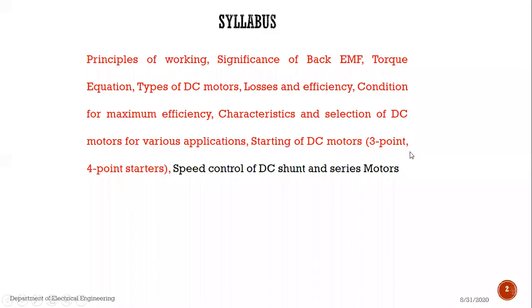Two days back, I think last week, we went through the starting of DC motors, in which we learned the necessities of starters, as well as why a starter is required for DC motor starting. All those things we have gone through. Then various types of starters like the 3-point starter and 4-point starter, with advantages and disadvantages, we have learned. So the last point of the second unit is speed control of DC shunt and series motors.